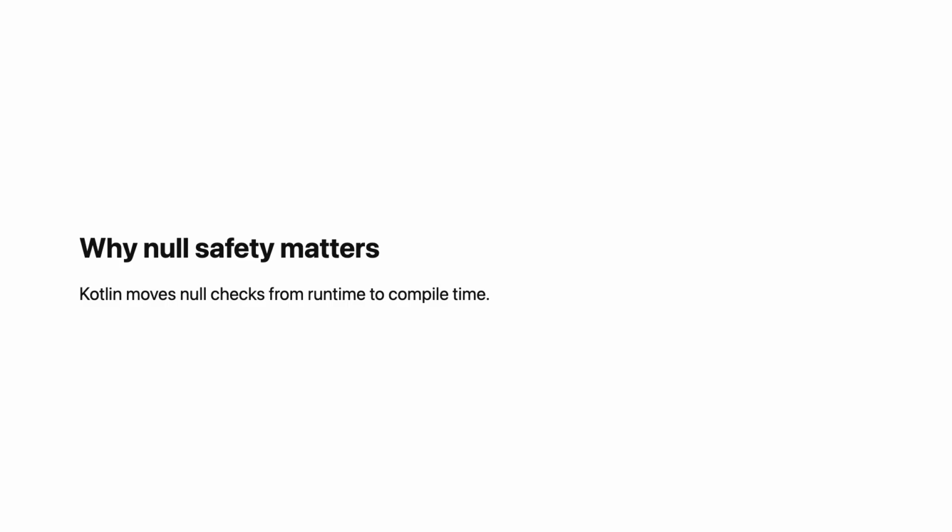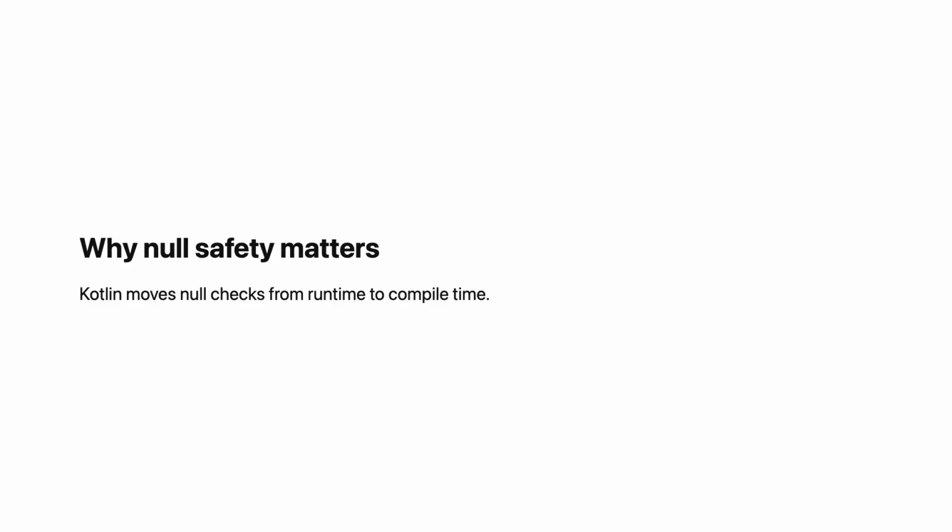In many languages, any reference can be null. You call a method, it crashes. Null pointer exception. The billion-dollar mistake. Kotlin moves null checks to compile time. If a type is non-nullable, the compiler guarantees it has a value. No runtime surprises. If a type is nullable, you must handle the null case before using it. The compiler forces you to think about absence. This does not eliminate null. It makes null explicit. You know where null can occur. You decide how to handle it.